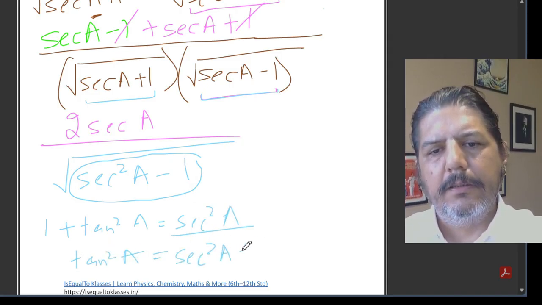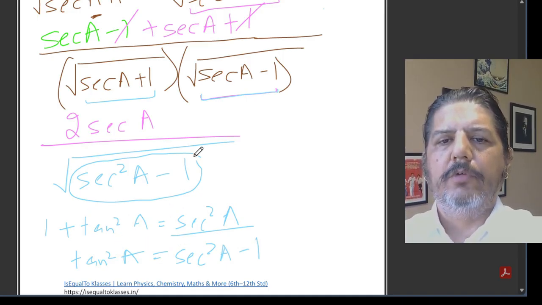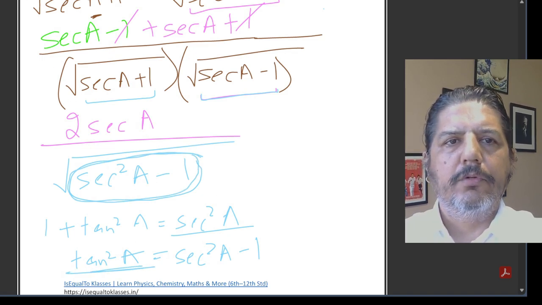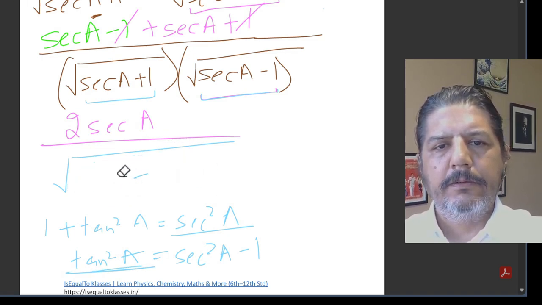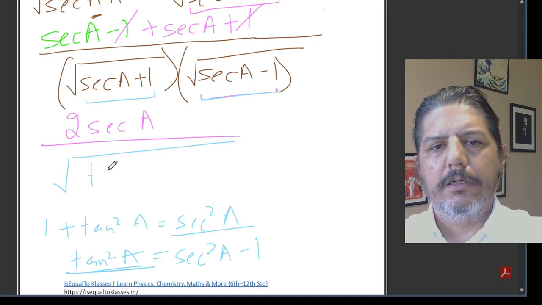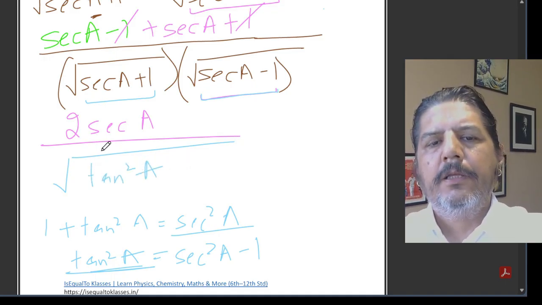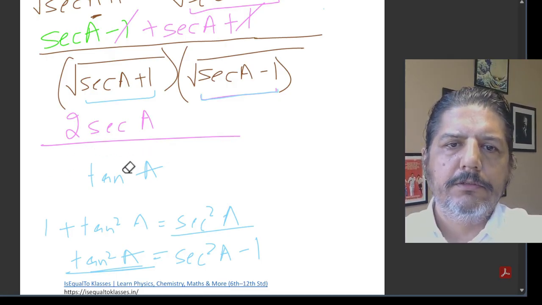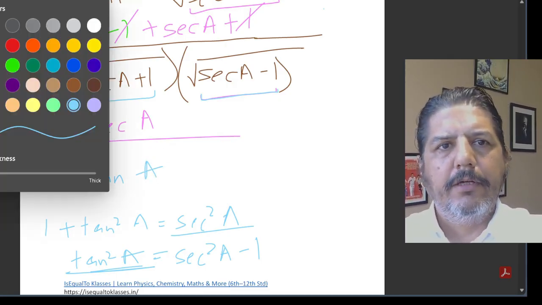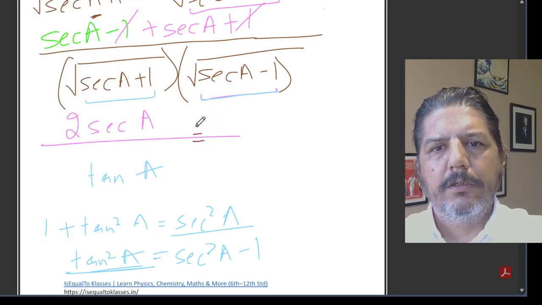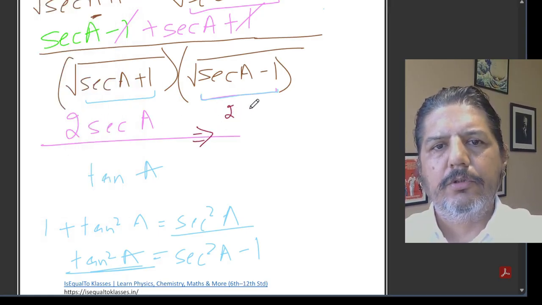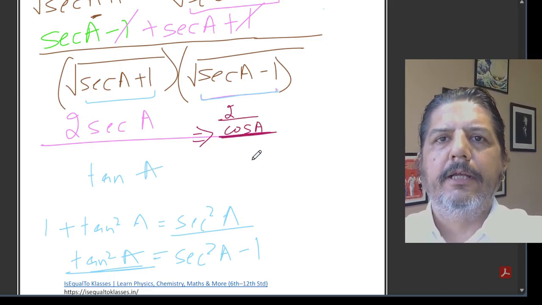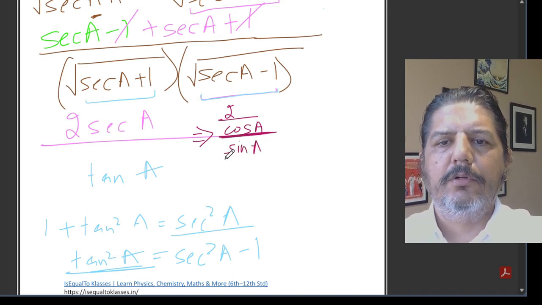Secant square A minus 1 is equal to tan square A. So I can replace this secant square A minus 1 by tan square A. So let me do it here only. Tan square A, and root of tan square A would be equal to tan A. So the square root will vanish. This will be tan A. Now again, if I look closely at this, 2 secant A can be written as 2 upon cos A, whole upon tan A, which can be written as sin A upon cos A.